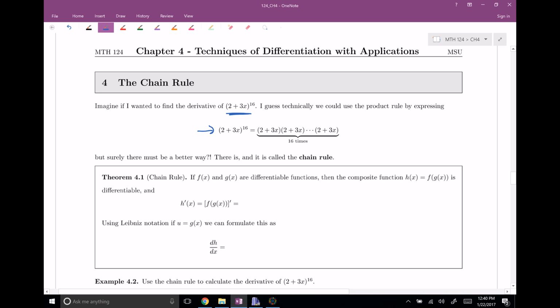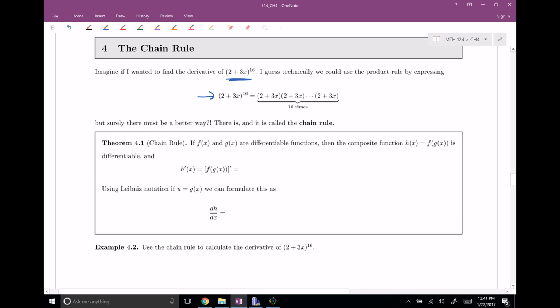And the answer is yes, there is. And of course, it's called the chain rule. So the way the chain rule works is that it recognizes this function right here as a composition of functions, right? So it's one function, 2 plus 3x, being put inside of another function. That is, stuff's being raised to the 16th power. If we remember back to our good old algebra days, we may have come across compositions of functions. So now we're going to learn how to take the derivative of compositions of functions.